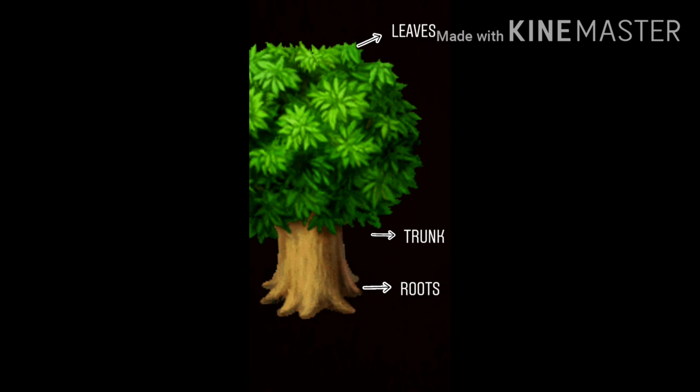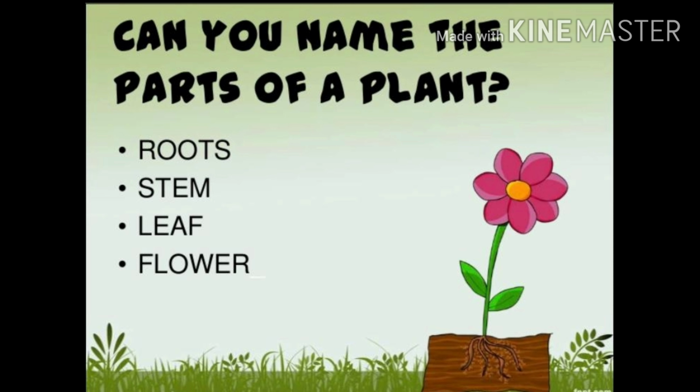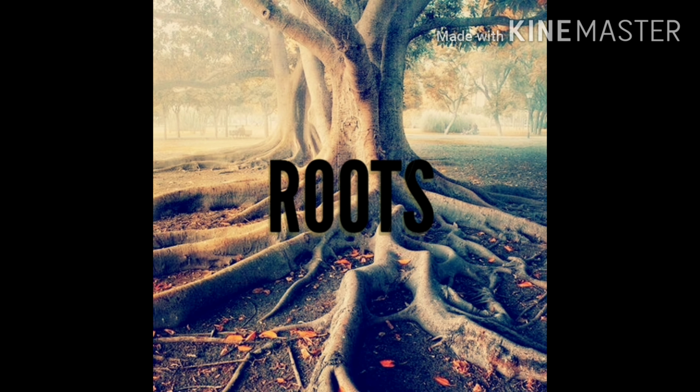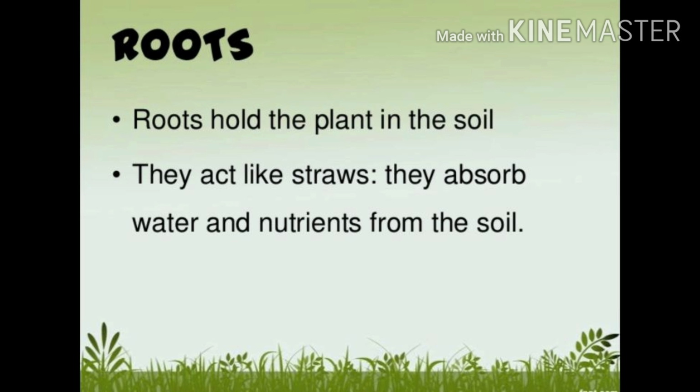As you can see, there's a tree with its various parts. Can you name the parts of a plant? They are root, stem, leaf and the flower. Let's start with the roots. Here are the functions of the roots.